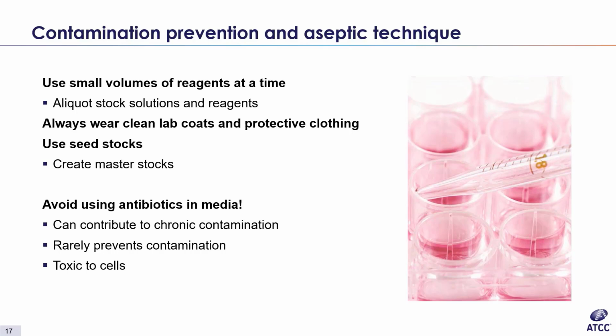Resistant mycoplasma may also get introduced along with other bacteria. The antibiotics may get rid of the larger bacteria, but mycoplasma may persist undetected. So in short, antibiotics can cause a sense of false security. When is it acceptable to use antibiotics? A few exceptions make it necessary. For instance, if you're isolating primary cells from original tissue, it may be a good idea to use antibiotics for the first couple of weeks.